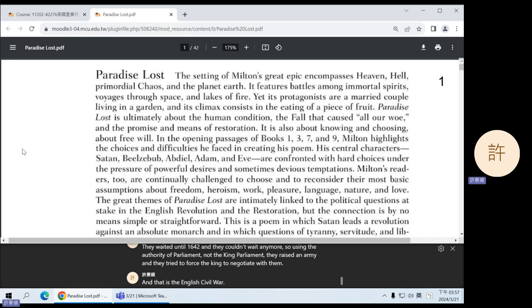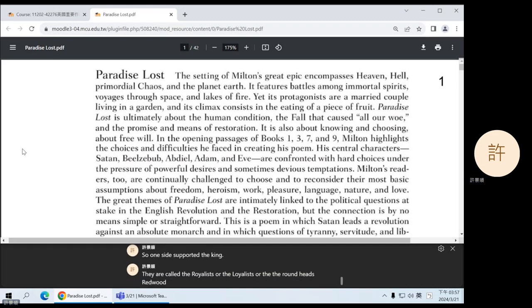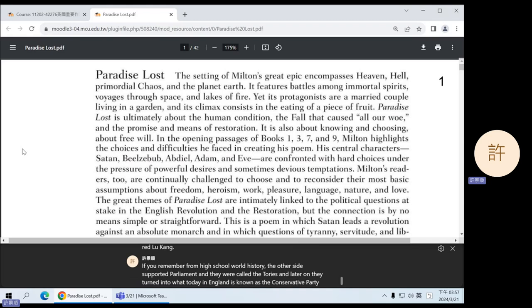So one side supported the king. They are called the Royalists or the Loyalists or the Roundheads, 人如党, if you remember from high school world history. The other side supported Parliament and they were called the Tories. Later on, they turned into what today in England is known as the Conservative Party, 保守党.